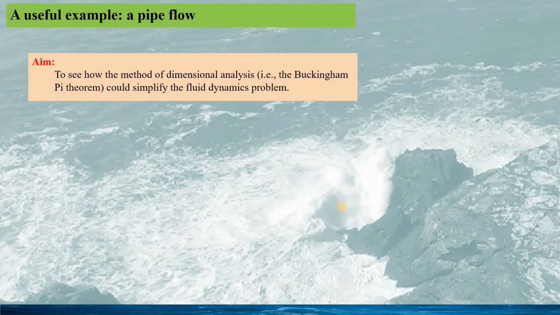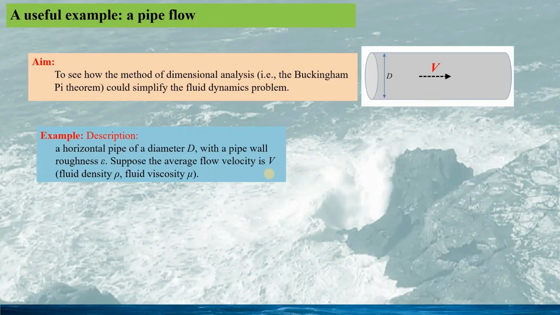The example here is the famous viscous flow in a horizontal pipe, and we will see how we can use the dimensional analysis method, that is, the Buckingham Pi theorem, to simplify the fluid dynamics problem. The example seems quite simple.